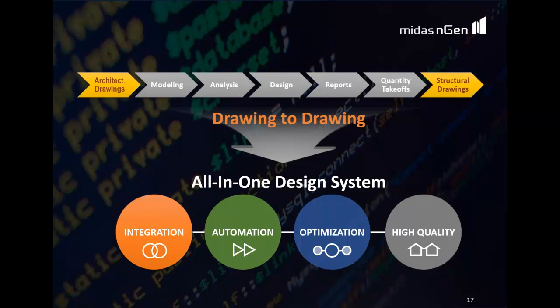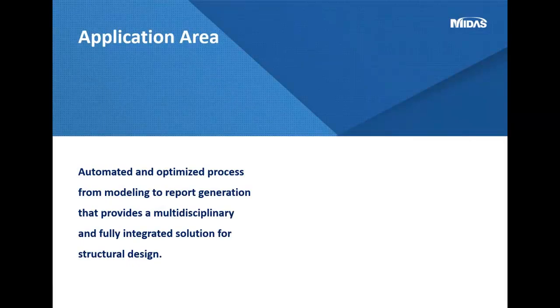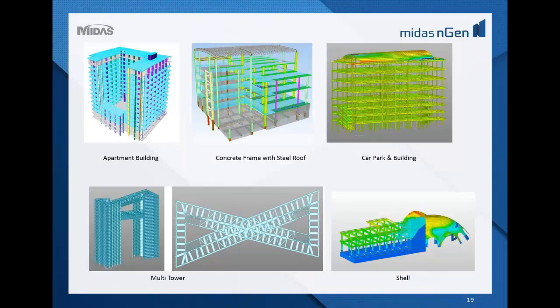Now let me take you ahead to its application areas. Being an automated and optimized process, from modeling to report generation, it provides a multidisciplinary and fully integrated solution for structural designers. So as a structural designer, you can go ahead and use MIDAS nGen for apartment buildings. It could be a single-storied structure, a 3 to 4-storied structure, or, as you can see here, a concrete frame with steel roof. We will be seeing a demonstration on such a structure.